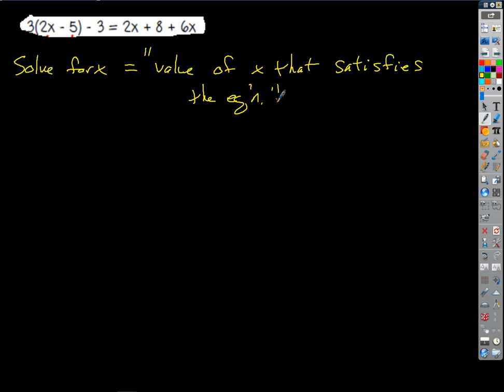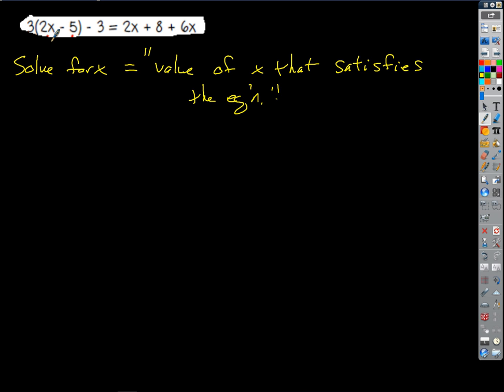Okay, so we've got to do some cleanup here, don't we? How many x's are there in that original equation? How many different x's could you point to? Three, it looks like, right? I've got one there, I've got one there, and I've got one there.